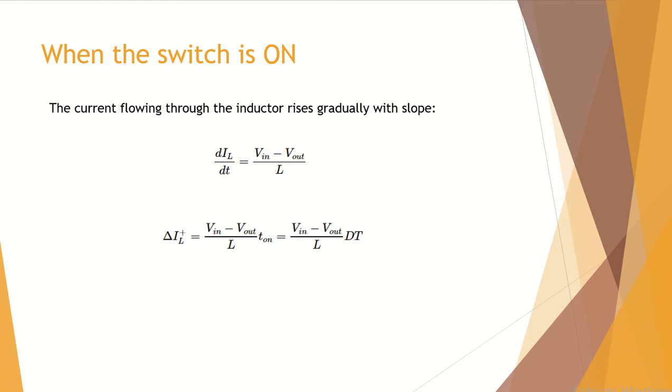Okay. What will be the value? VL is equal to L di by dt. What will be the VL? On the left side we have V input, on the right side we have V output. So VL will be V input minus V out. If you rearrange, we have this formula: di by dt is equal to (V input minus V output) divided by L.